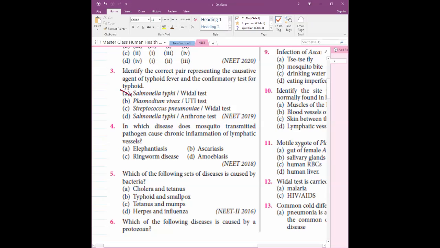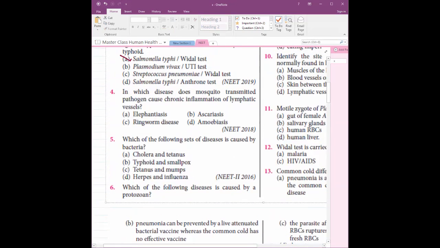Okay, next one. In which disease does a mosquito-transmitted pathogen cause chronic inflammation of lymphatic vessels? Guys, you don't even have to think about it. It is elephantiasis or filariasis.